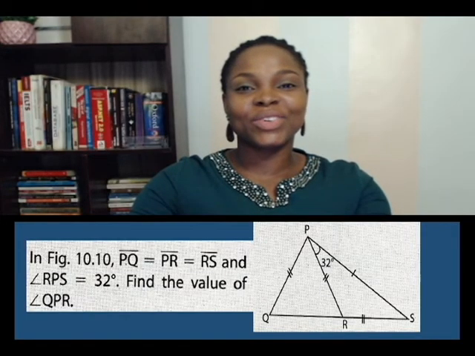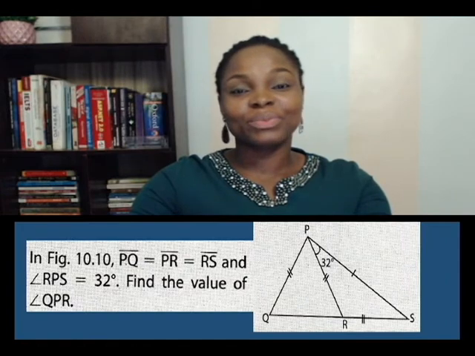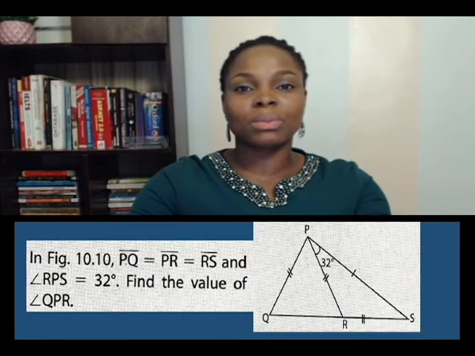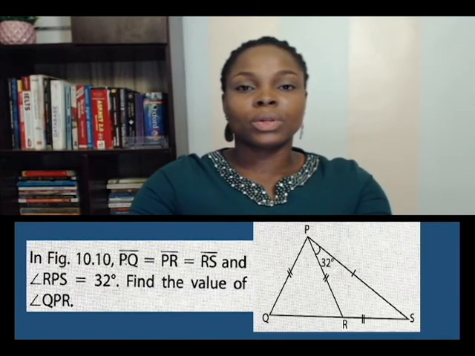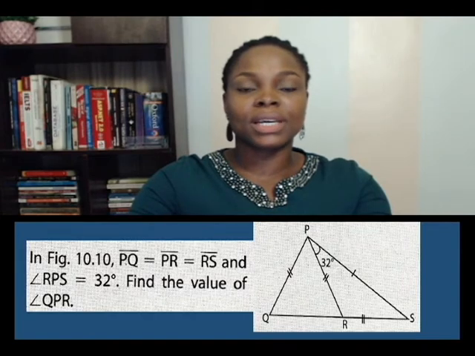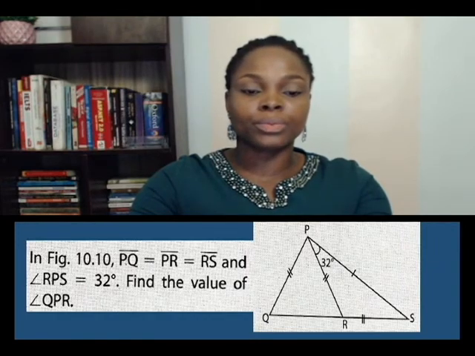Hello, good to have you here. I love to tutor. This question is on page 157 of Functional Mathematics for Senior Secondary Schools by T. M. Asiwo et al. The question says in figure 10.10, line PQ is equal to line PR, which is also equal to line RS, and angle RPS is equal to 32 degrees. Find the value of angle QPR.